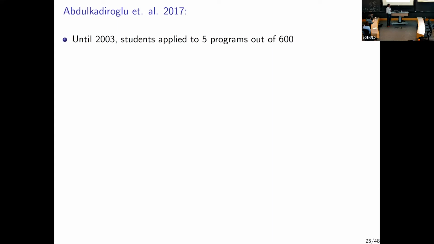So until 2003, students had to apply to 5 programs out of 600, and they had to apply in a decentralized way. Many students were rejected. If you were rejected from a school, you were placed on a wait list, and sometimes they would never call. So at the end of the day, you are without a school, so you go back to the school district and they put you in a school with empty seats.